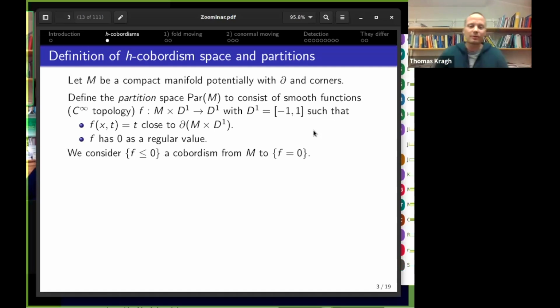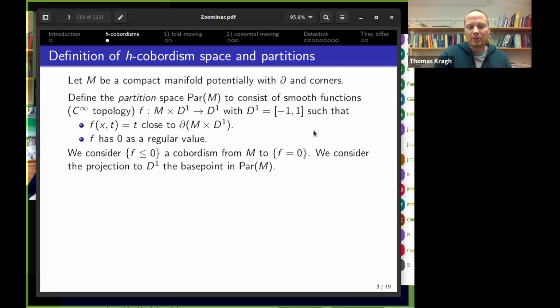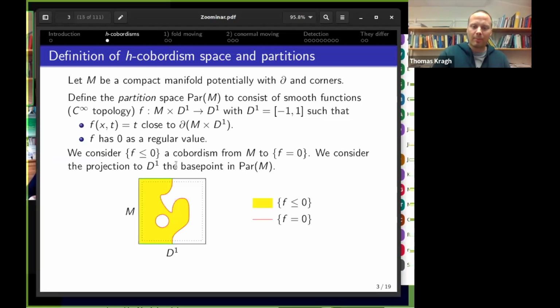But the way to think of this as some sort of cobordism, or in fact partition, as Waldhausen called them, is to think of the set that is less than 0 as a cobordism from M to F equals 0. Let me show you a picture in a second. Let me just say that the projection itself, that means this function globally defined, is what we consider the base point in this space. But this is the picture.